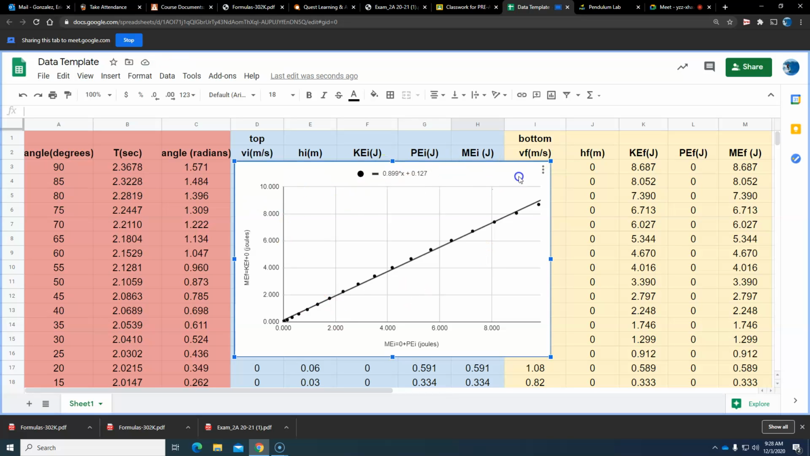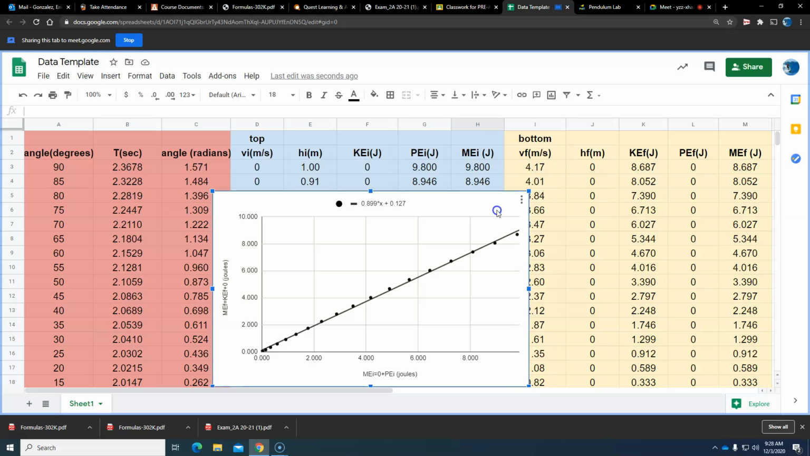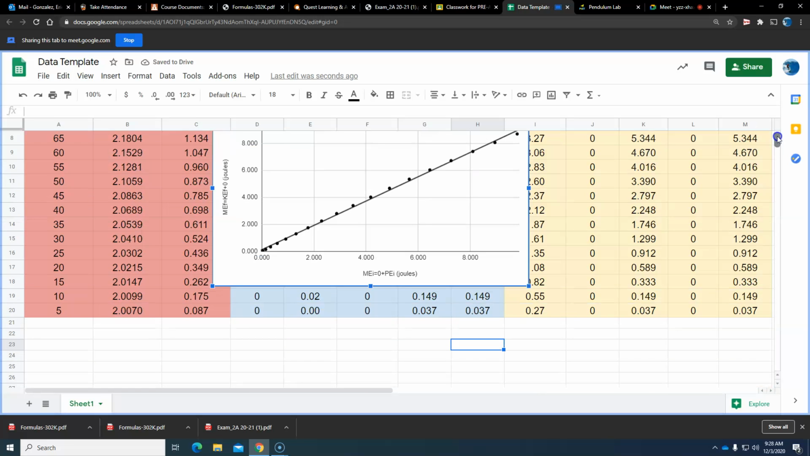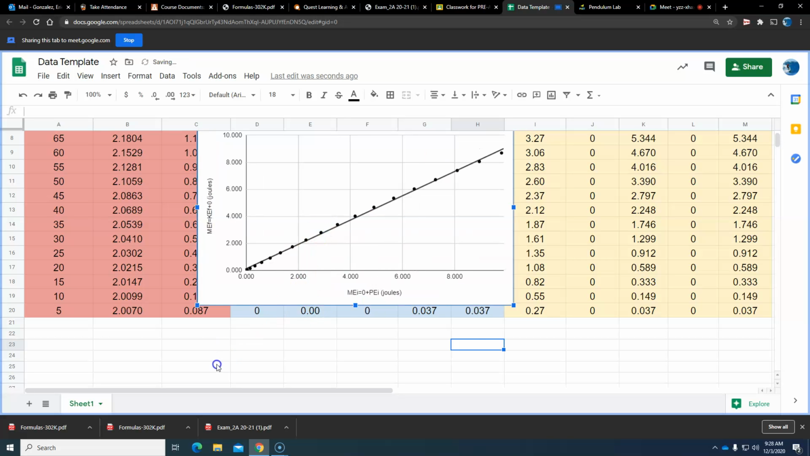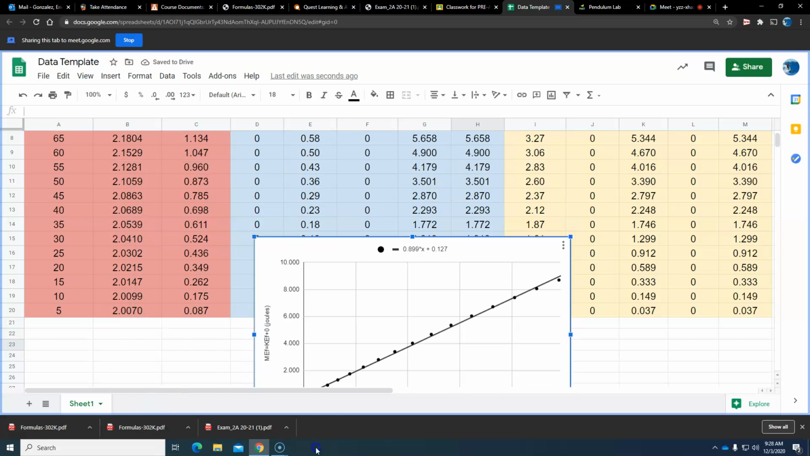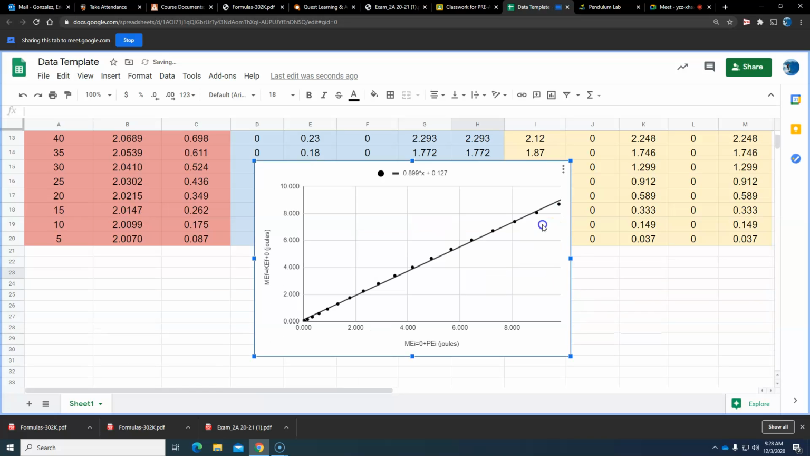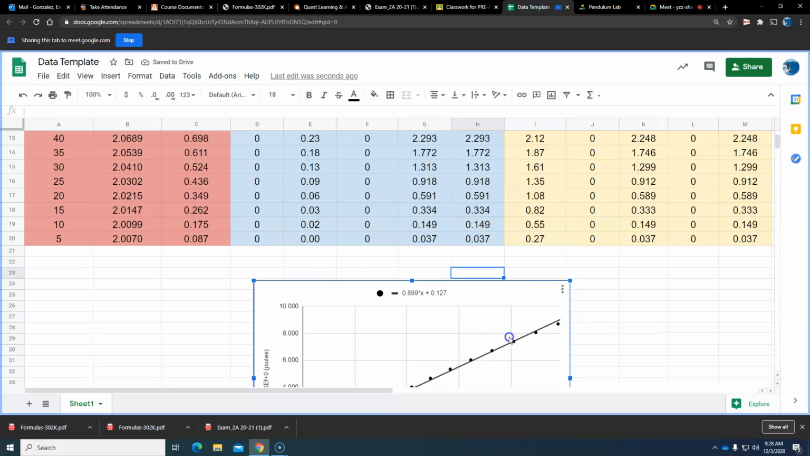So the table is now complete and the graph is now complete. I can go now, move down and put the graph over here at the bottom of the chart. See that? So that's the expectation for today, is to have the table and the graph complete. If you need help, please let me know.